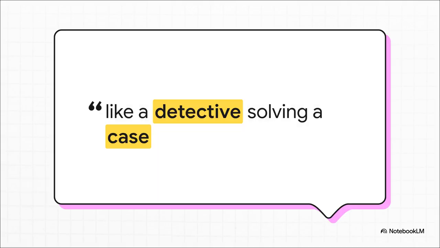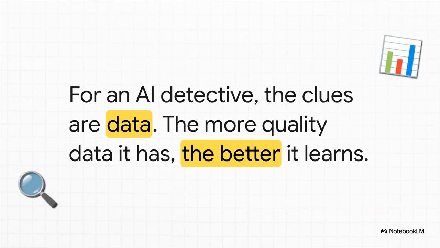Okay, the absolute best way to picture this is to imagine the AI as a detective. It's trying to solve a case. And, just like any good detective, it can't solve the mystery without any evidence. It needs clues. So for our AI detective, what are those clues? They're data. And the more high-quality clues, the more data it has, the clearer the picture becomes and the better it gets at cracking the case.